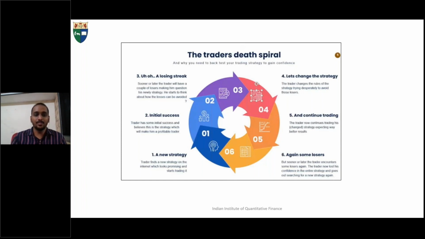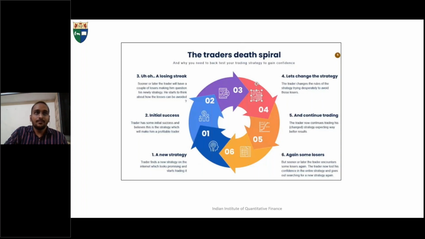This is where the actual problem starts beginning. After initial success and belief that the strategy is working, the trader believes that he will be a profitable trader now. But after facing a few losing streaks, sooner or later the trader will have a couple of losing trades, making him question whether the strategy he has selected really makes money. Is it really profitable or loss making?